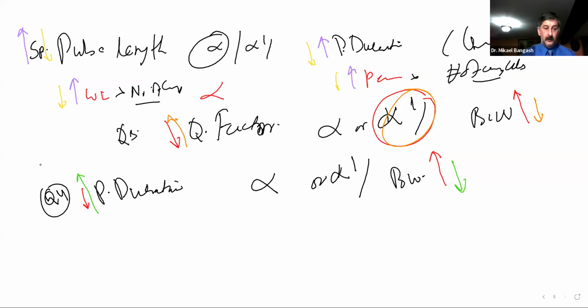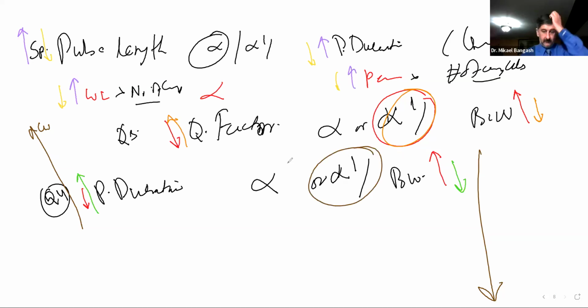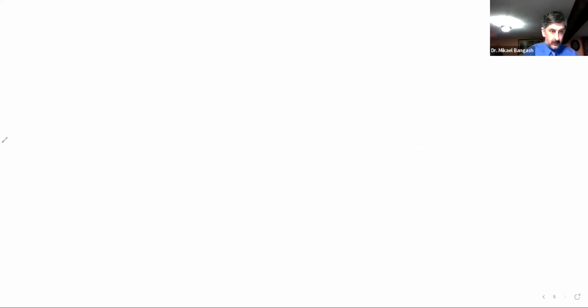And if, for instance, we had continuous waves, that will have a very, very low bandwidth. Did that make sense? So here, the red arrow is up and this red arrow here is down. That means these two are inversely related to one another. Did that make sense? Yep. We can go on to our next question.